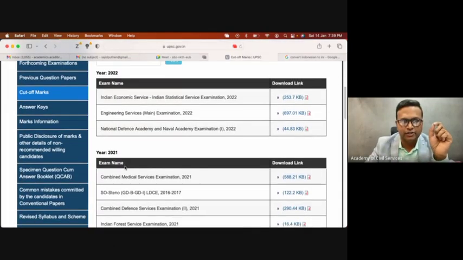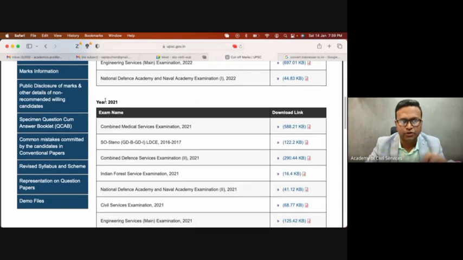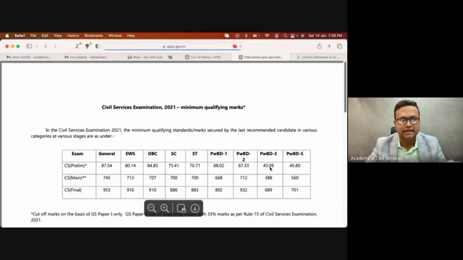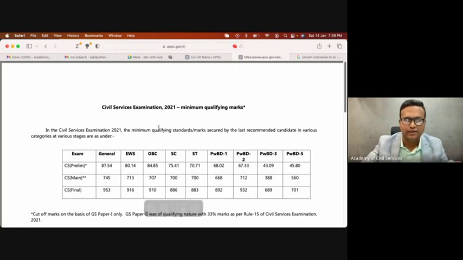If you go by the cutoff marks, you can take the 2021 Civil Services Examination. In the Civil Services Examination, you can see here the cutoff marks. For the general category, 87.54 out of 200. For EWS, 80.14 out of 200. OBC, 84.85 out of 200. Scheduled Caste, 75.41. Scheduled Tribes, 70.71.